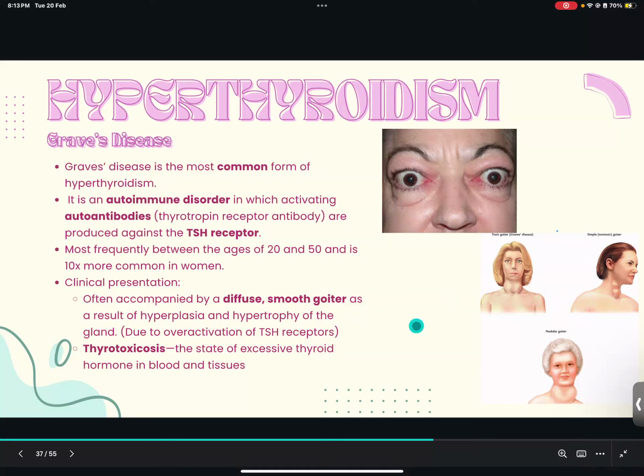So what does a diffuse or smooth goiter mean? A diffuse goiter is basically an increased size of the thyroid gland, but if you put your hands on it, it's going to be smooth. It's not going to be nodular. So this would be an example of a Graves' disease goiter, so it's a diffuse goiter. And here it's a nodular goiter. If you put your hands on it, there are going to be hard, fluid-filled or solid nodules. And in Graves' disease, patients will be in a state of thyrotoxicosis. Thyrotoxicosis simply means that they're going to have way too many thyroid hormones in their blood and in their tissues.